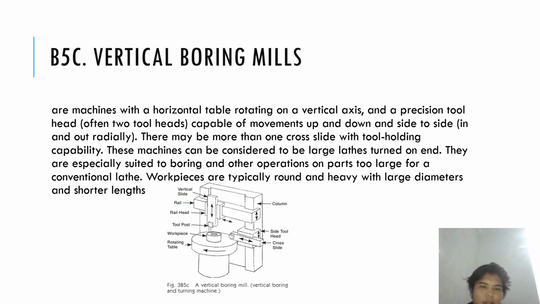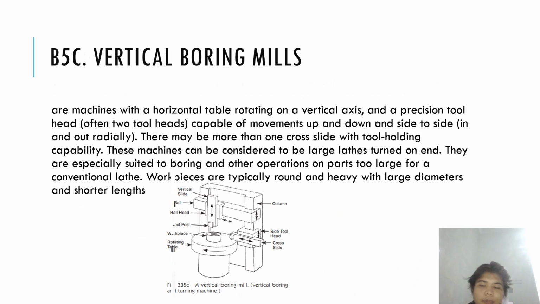Vertical boring mills are machines with a horizontal table rotating on a vertical axis and a precision tool head, capable of movement up and down, side to side. There may be more than one cross slide with tool holding capability. These machines can be considered to be large lathes turned on end. They are especially suited to boring and other operations on parts too large for conventional machines.